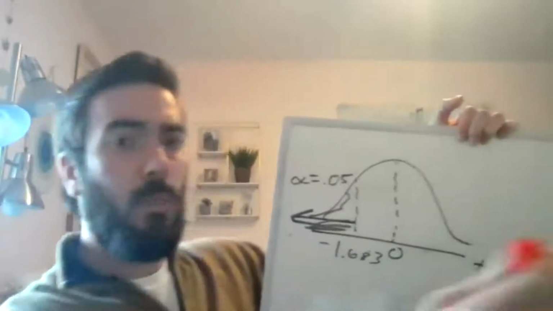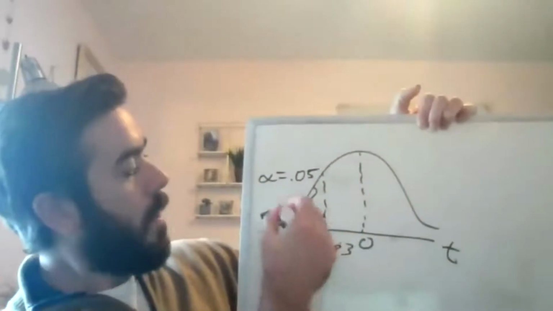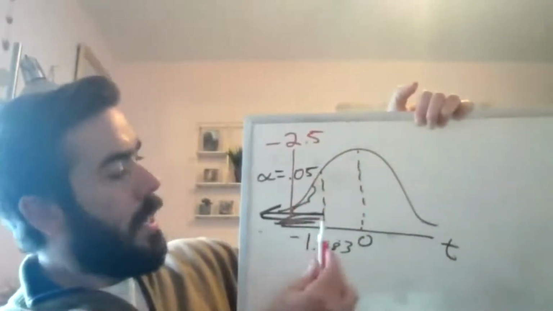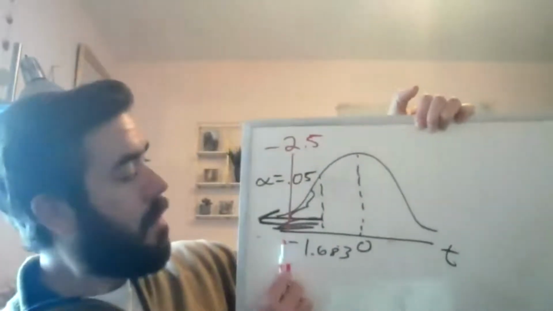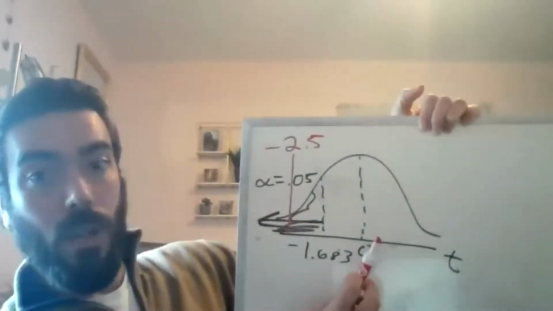So I gave you that assumed test statistic of negative 2.5. If I plotted that, it's somewhere over here, so we're in the rejection region. Negative 1.683 is our critical value, and we would reject, because that test statistic is in the rejection region.